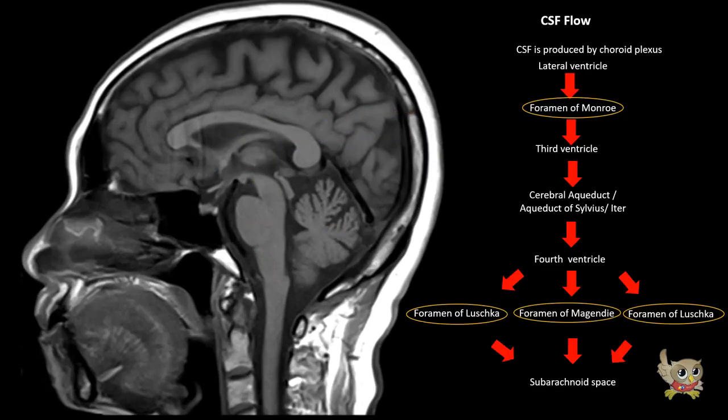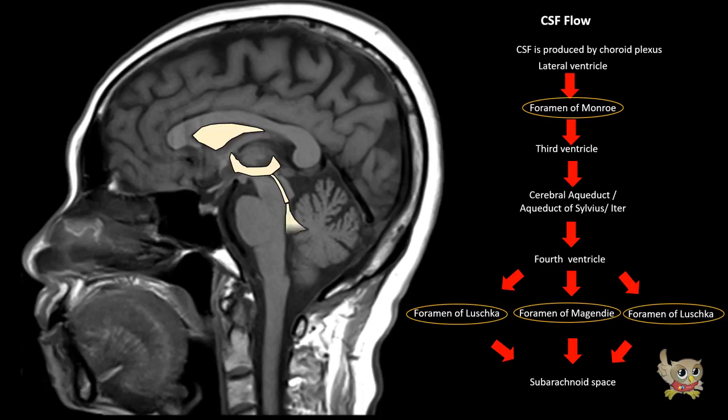In this sagittal view, I'll be demonstrating the CSF flow. CSF is produced by the choroid plexus located at the lateral ventricles. It will flow to the third ventricle via the foramen of Monro, then to the cerebral aqueduct, or also called aqueduct of Sylvius, or iter. It is the ventricle of the midbrain.